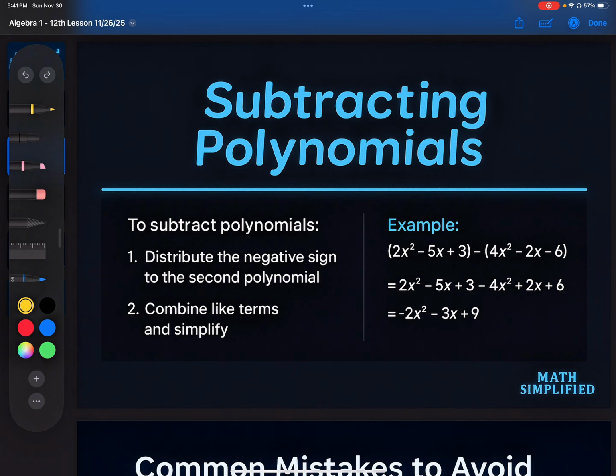So then if we combine like terms, 2x squared and negative 4x squared, that would be negative 2x squared. Then now we have negative 5x plus 2x, that would be negative 3x. And then afterwards, 3 and 6, well, that would be 9.